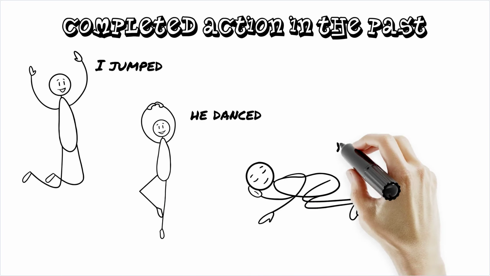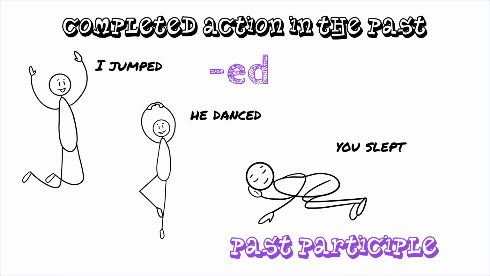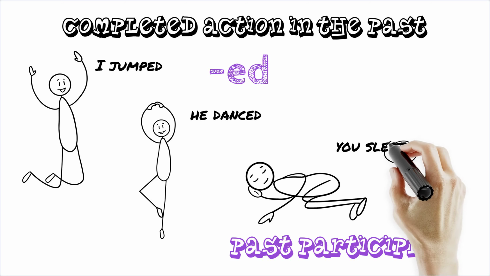And you'll notice in English, we often add an ed onto the end of the verb to form what we call the past participle, the verb that we want to say happened. But not always. So sleep doesn't become sleeped, it becomes slept. So this is an irregular verb.